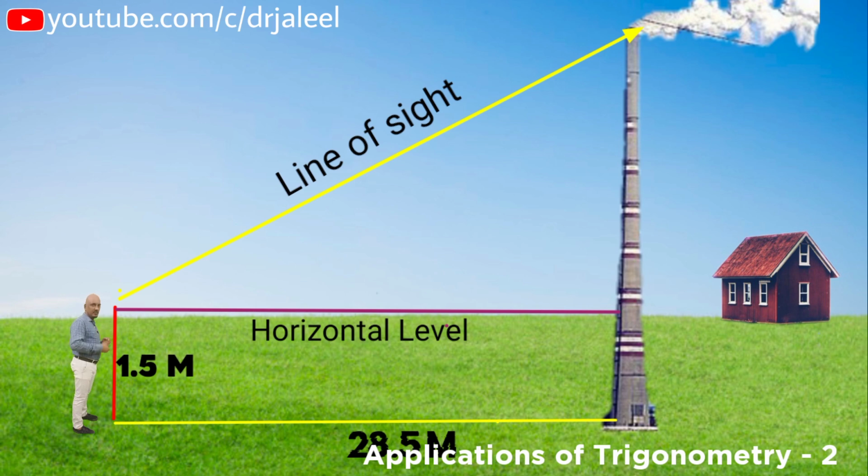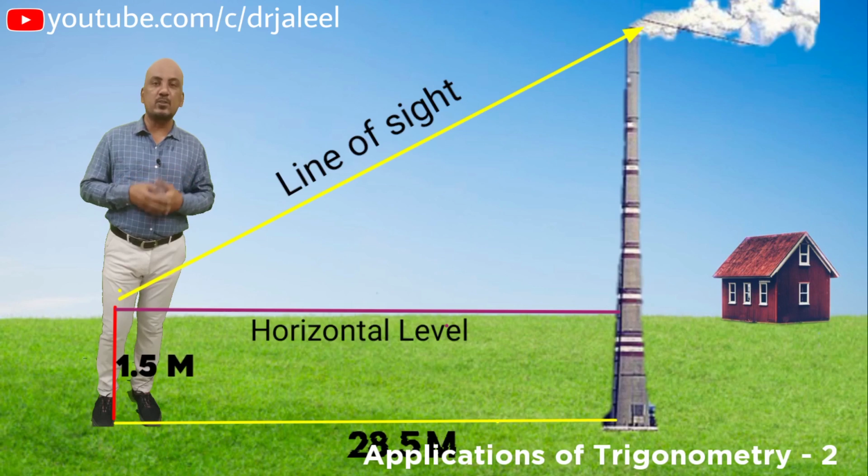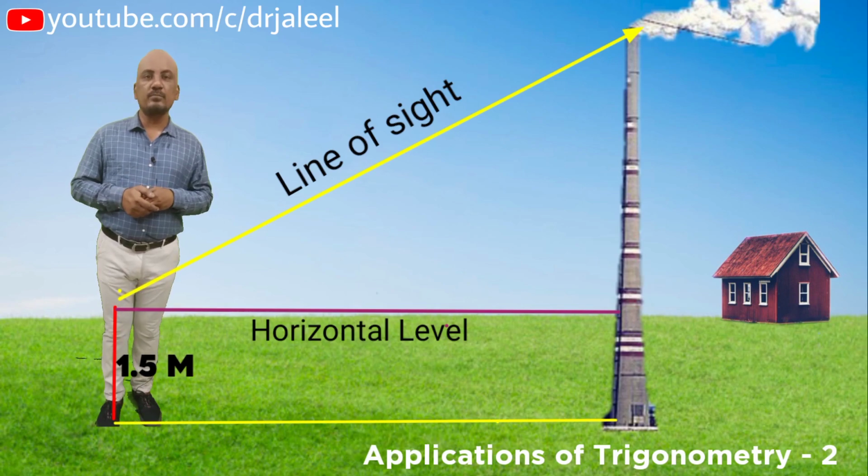So children, it's very clear that I am 28.5 meters away from the chimney. My height is 1.5 meters. This is horizontal level, and the line which is drawn from my eyes to the top of the chimney is called line of sight. And what is the angle of elevation given, beta? 45 degrees. So what is he asking in the question then? He is asking us now to find the height of that particular chimney with the given data. That's the data, whatever is given, I have given it here. So now let's look at how this problem can be solved and how we can find the height of the chimney in a classroom.